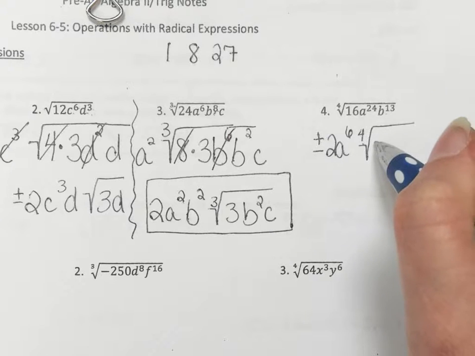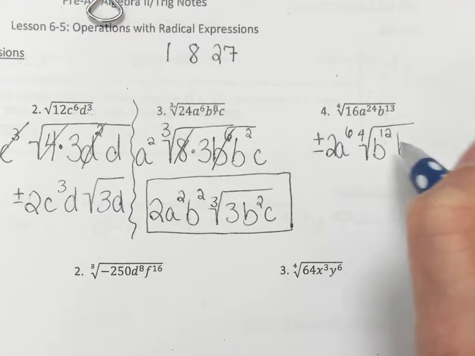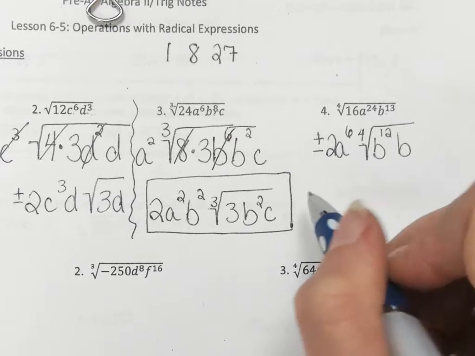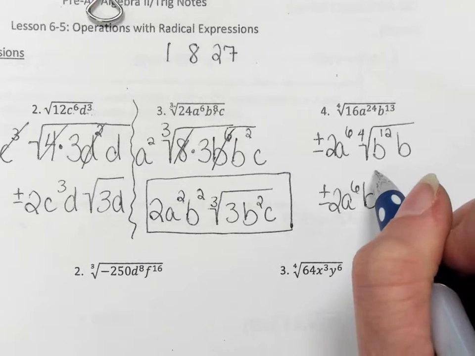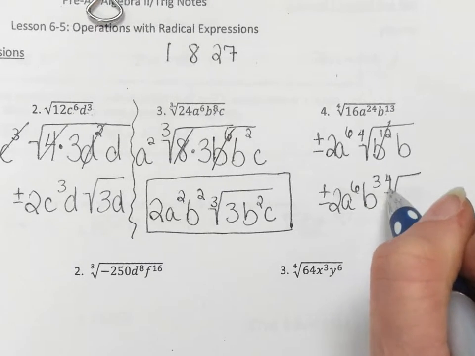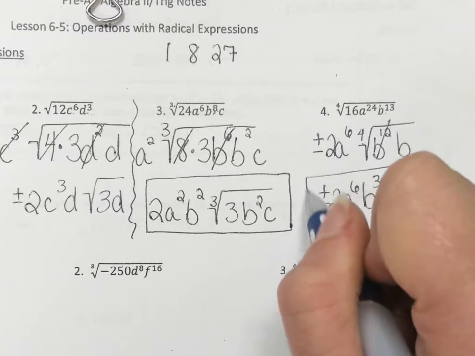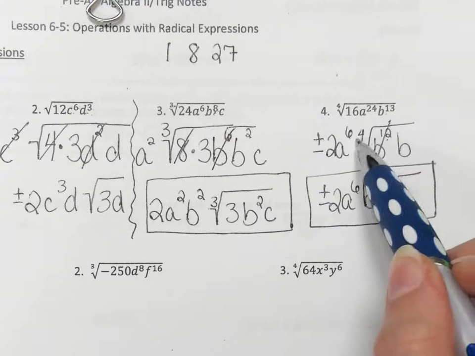All right, let's see. How much did you say? B to the what power? 12. And I'm missing 1. 12 and 1 makes 13. So now I can do plus and minus 2, a to the 6, b to the 3rd, fourth root of b. You cannot forget that fourth root, guys. Wait, I don't understand. 12 divided by 4. Oh.